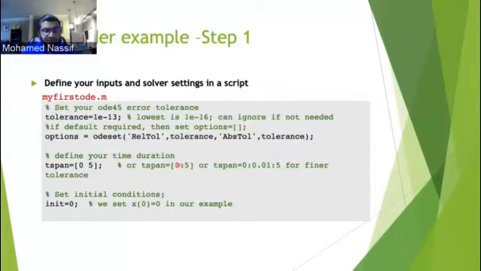So you want to define your time duration. Tspan, that I said, is from 0 to 5. So I'm only doing it for 5 seconds. You can do 0 to 5 to get an evenly spaced grid, which will break it up into 1, 2, 3, 4, 5. Or you can do a finer grid, 0.01 for each interval. And then we set the initial conditions. I'm just saying init is equal to 0 because we set x of 0 equal to 0 in our example.